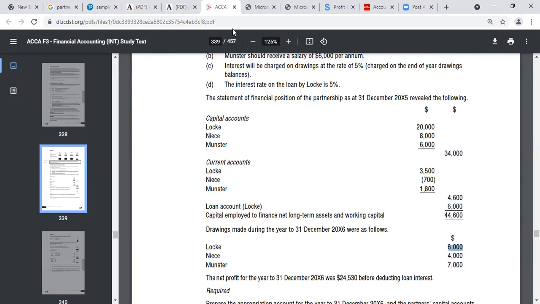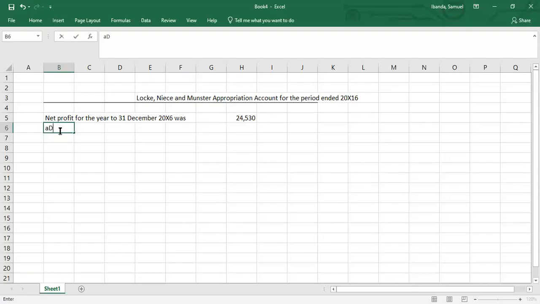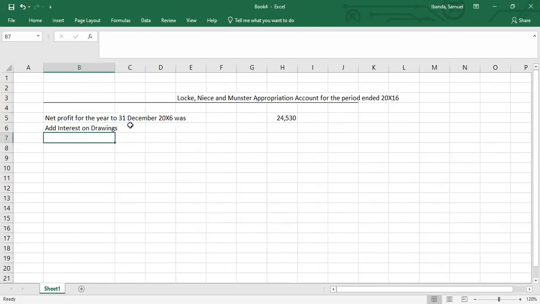It's about 300. So I'm going to come here and say add interest on drawings. Okay. I'm going to add interest on drawings. So my interest on drawings, like I indicated there, I have for Loki. Okay. You can get the total, or you can basically distribute them. Okay. Niece and Monster. Okay.